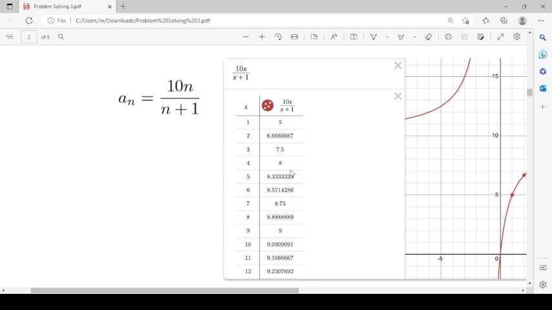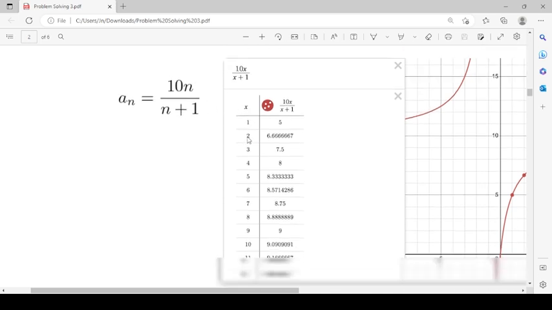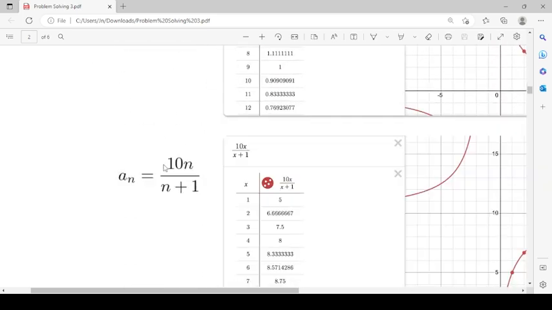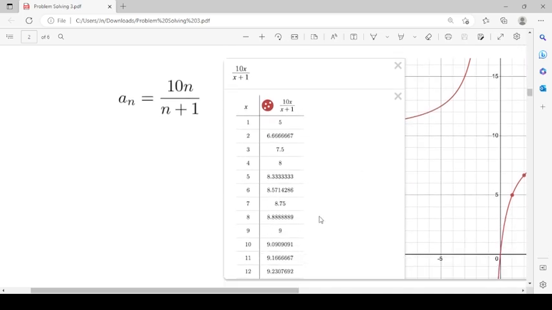What we have here is a_n = 10n over n plus 1. It's a little bit different from number one because there's an n right here, so be careful about that. We'll start with n equals 1. If you add 1 here you will get 10 times 1 over 1 plus 1, which is 10 over 2, so we get 5.